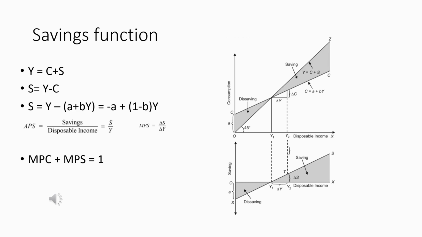Let us now understand what is average propensity to save and marginal propensity to save. Average propensity to save is an important relationship between income and saving, and it is described by the concept of average propensity to save. It is the proportion of disposable income that is saved, not consumed. It is given as a ratio between savings and disposable income. Therefore, APS = S/Y.